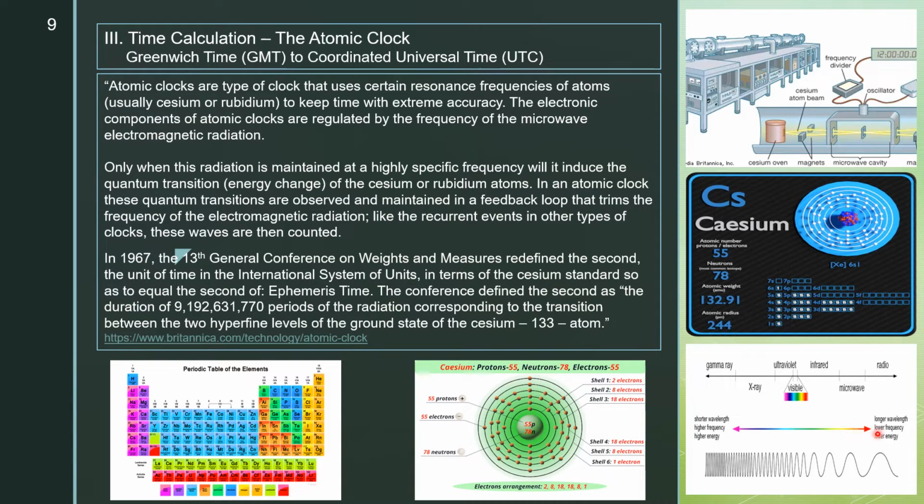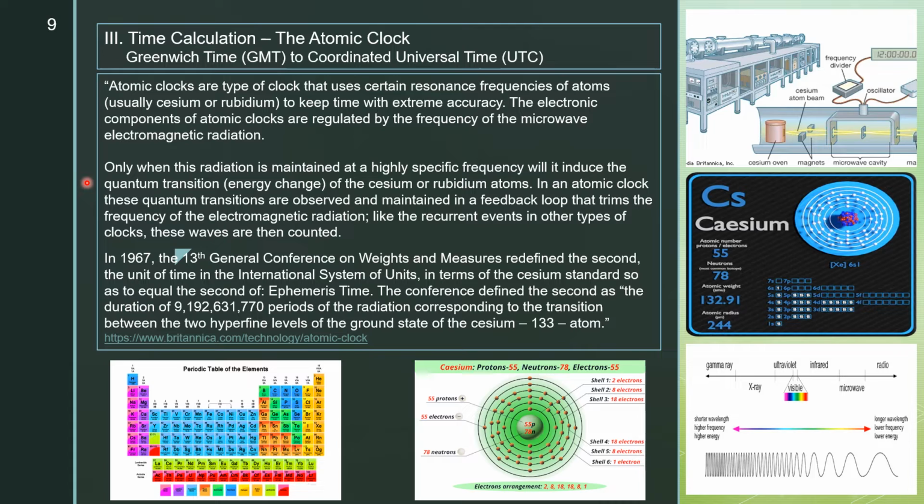which we find here on the spectrum going from the radio to the microwave. They are very long wavelength with very low frequency and very low energy. Only when this radiation is maintained at a highly specific frequency will it induce the quantum transition or energy change of the cesium or rubidium atoms.